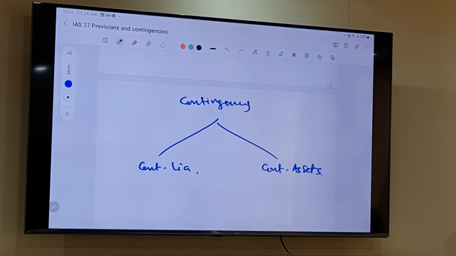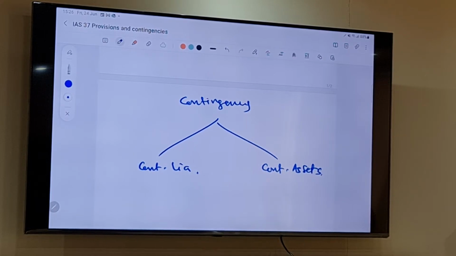So should a contingent asset be recognized? No. Nothing should be recognized. Both contingent asset and contingent liability should never be recognized according to IAS 37. The moment you realize it is a contingent, you don't recognize it. Is that clear? Only in the notes do you have to disclose.